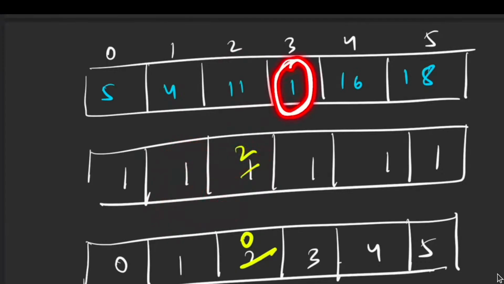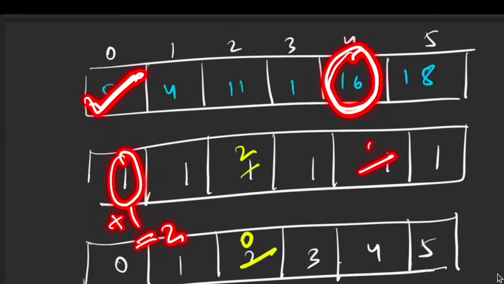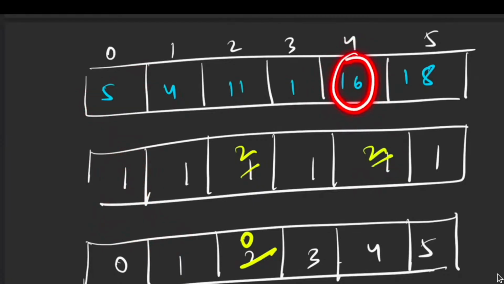Perfect. Next you go to 1. 1 says this cannot be, this cannot be, this cannot be. That still stays as 1. Next, you go to 16. It says that 5 can be a possible answer. So 1 plus 1 will give it 2. So this guy will be 2, so please update it to 2. So what I'm saying is for the 16, before this there was 5, so let's update this to index 0.